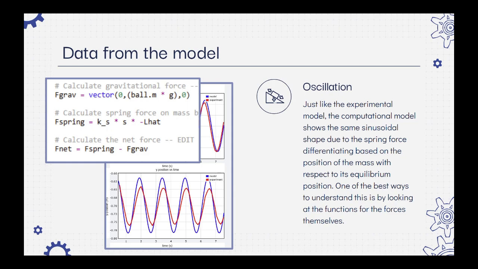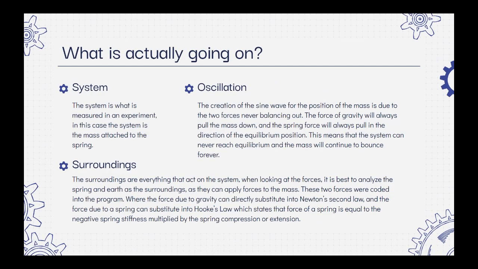One of the best ways to look at this is to look at the actual forces themselves, and we'll go into that here. So first of all, when we're looking at forces, the system is just the mass. When we're looking at the surroundings, in this case, it's best to assume that the Earth and the spring are the surroundings, applying forces to the mass. So these two forces were, again, coded directly into the program. Easy substitution with gravity, Newton's second law, with the spring Hooke's law, which is just negative kx.